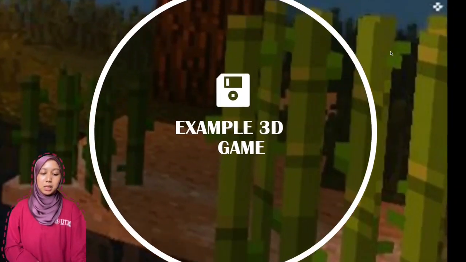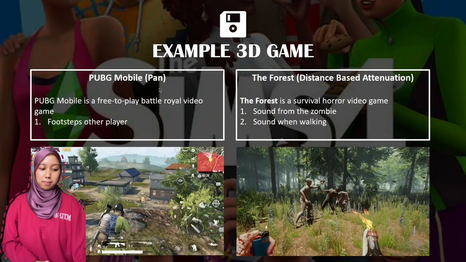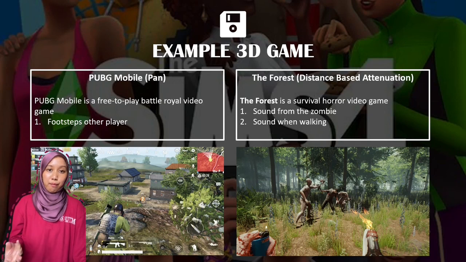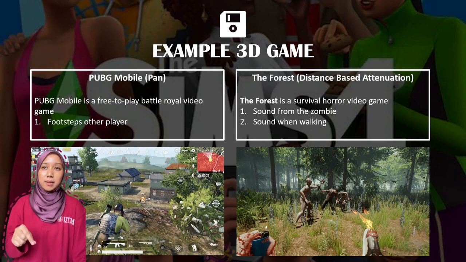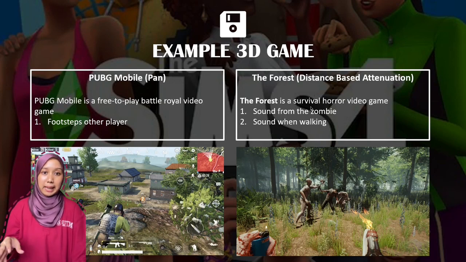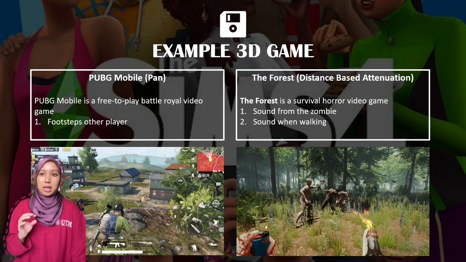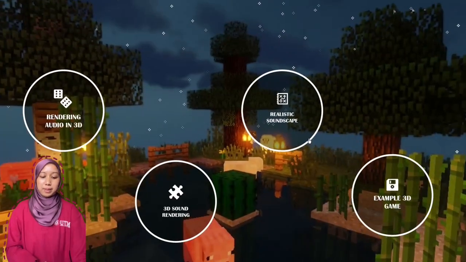Here are examples of distance-based attenuation and also pan. For the pan, it is PUBG Mobile. For example, in this game, when the enemy is coming, the player can hear from which direction the enemy is coming, either from the left or the right. So it uses the panning method. And then the second one is the distance-based. In a forest survival horror game, when the player is near to the zombie, the sound of the zombie is very loud, but when the zombie is far away, it's very low and hard to hear.